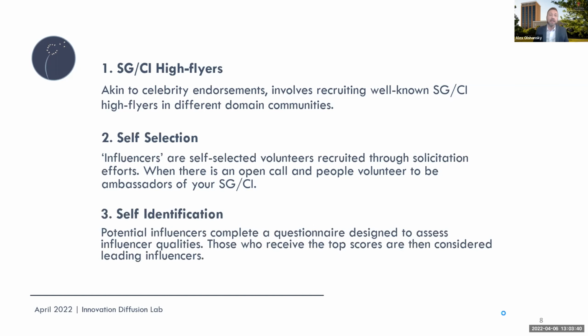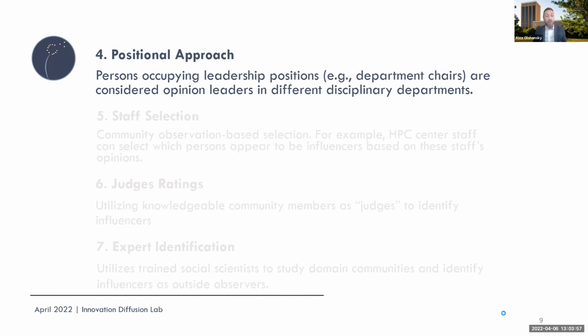The third technique is self-identification, in which potential influencers complete a questionnaire which is designed to assess influencer qualities. And so those who receive the top scores are considered as leading influencers. The fourth approach is the positional approach, in which persons occupying leadership positions, so like department chairs, for example, are considered as opinion leaders in different disciplinary departments.